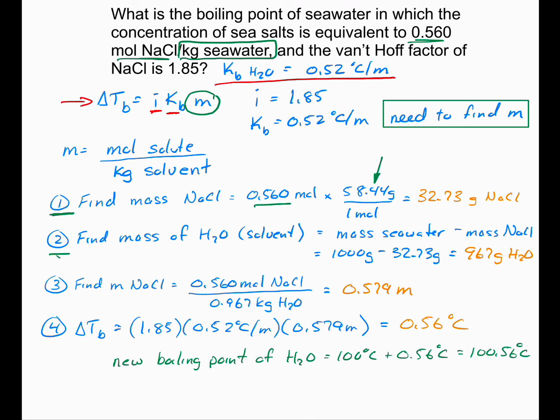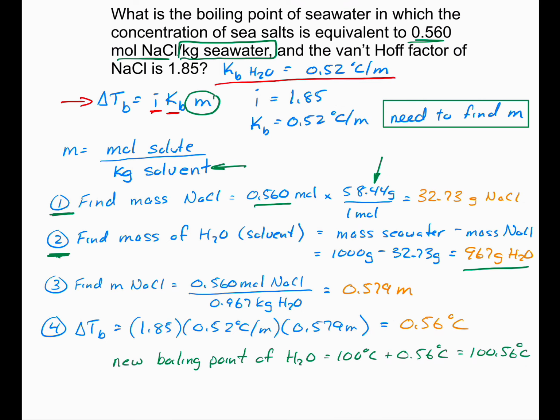Step 2, find the mass of H2O, the solvent. That's the bottom part of our fraction here. So we take the mass of the seawater minus the mass of sodium chloride. Make sure this is in grams because our sodium chloride mass is also in grams. Kilogram is 1,000 grams. Take 1,000 grams minus 32.73 grams, and we get about 967 grams of water. So now we have our mass of solvent.